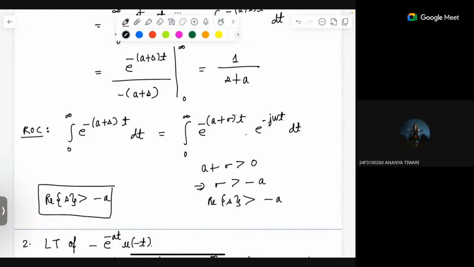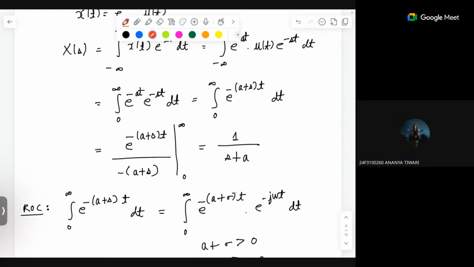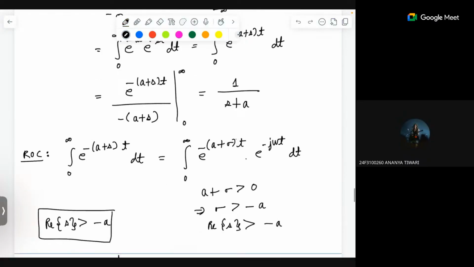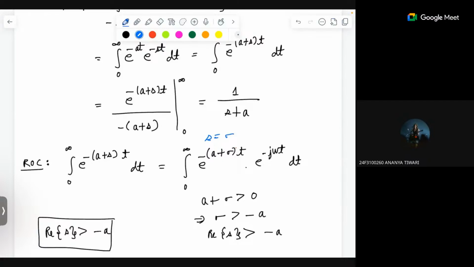Is this fine? Can you explain it to me? Which part? From the starting. Okay. So we went to this integral and we took this, and I just wrote it here as it is. Is this fine? Yes, ma'am. Now in the next step, I write s equal to sigma plus j omega and separate these exponentials like this. Is this clear? Yes, ma'am.